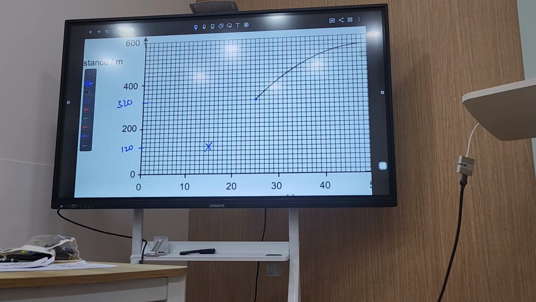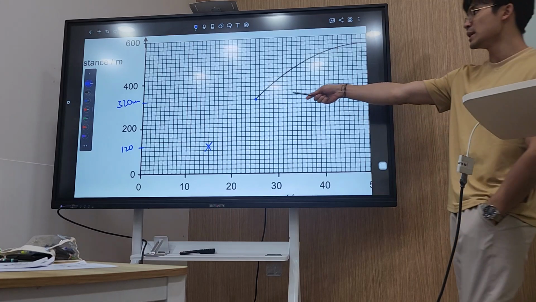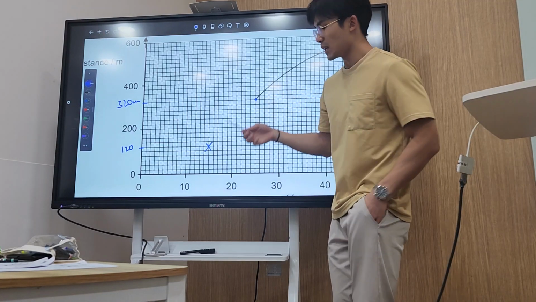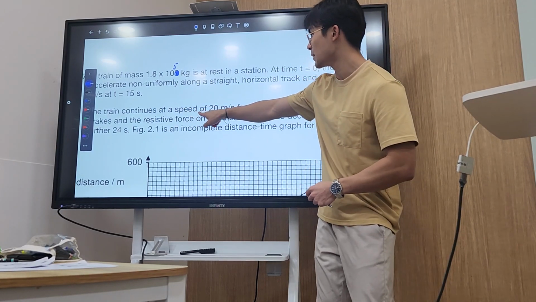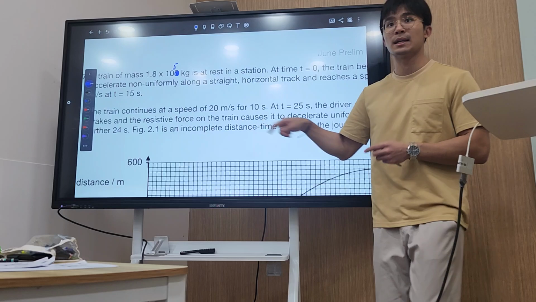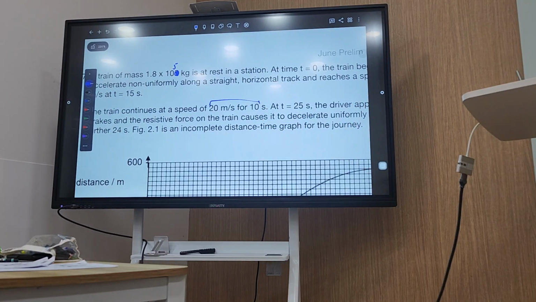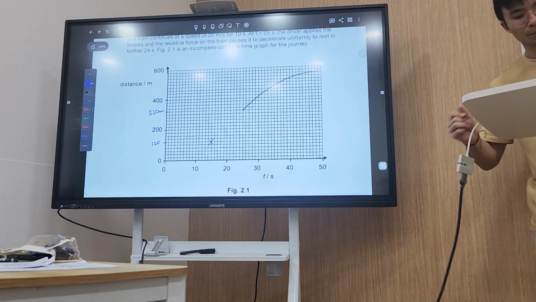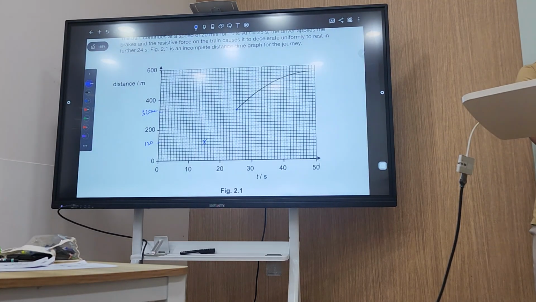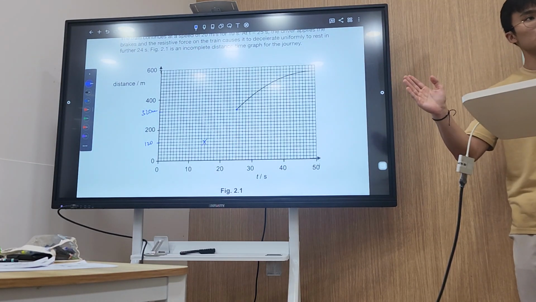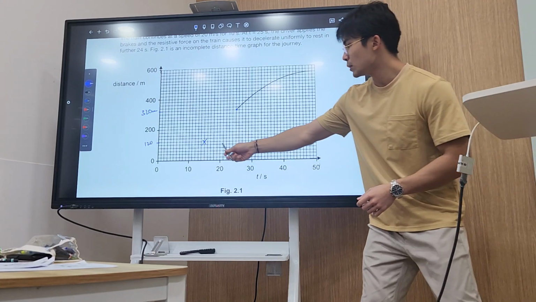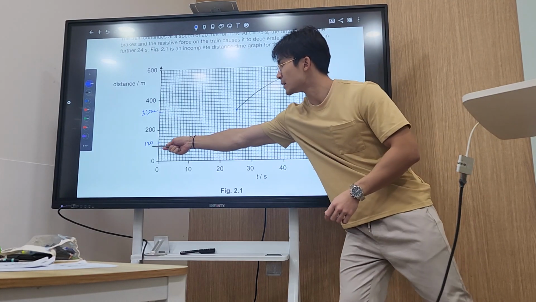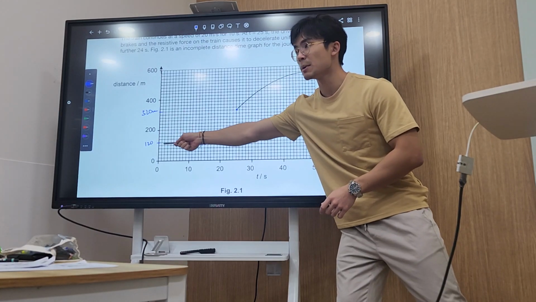320 meters. Okay, so this is 320 meters, and 320 meters is after I have continued at a speed of 20 meters per second for 10 seconds. During this period, you travel 200 meters. In other words, guys, from the 15th second to the 25th second, you traveled 200 meters. Right? So then I know where I ended, because the difference is 200 plus.